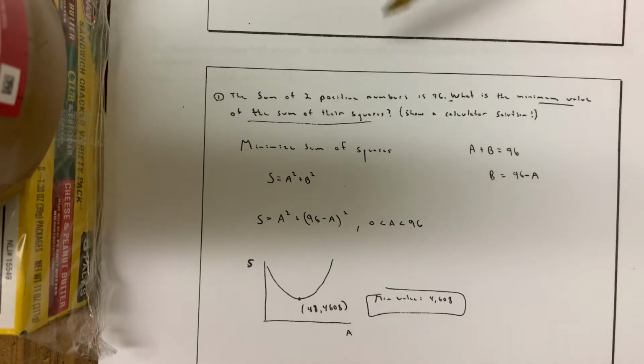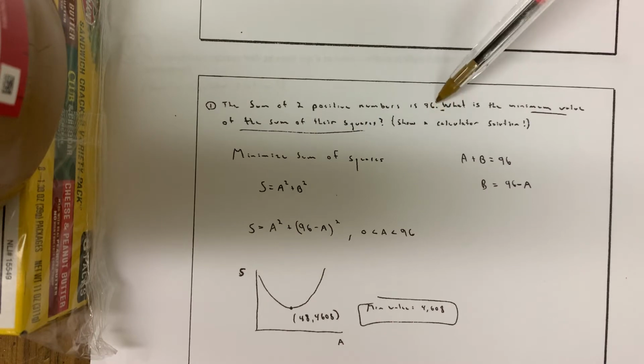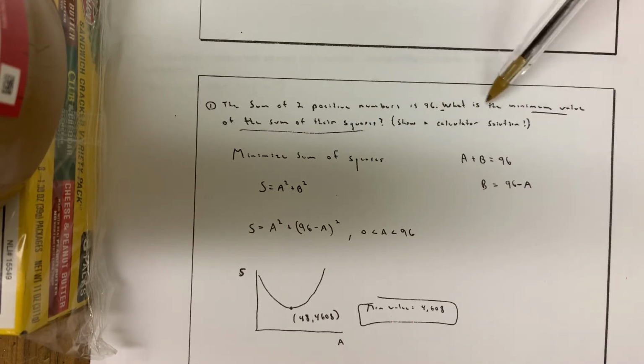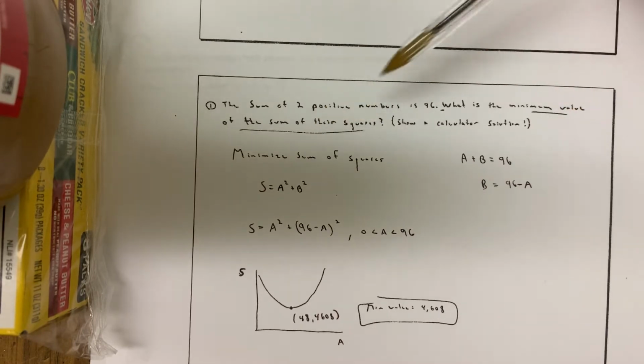The sum of two positive numbers is 96. The year I was in 11th grade, just like many of you. What is the minimum, not 1896, that's when Harrington was in 11th grade. What is the minimum value of the sum of their squares?